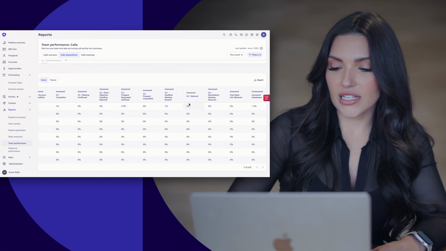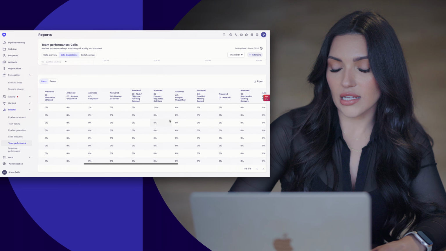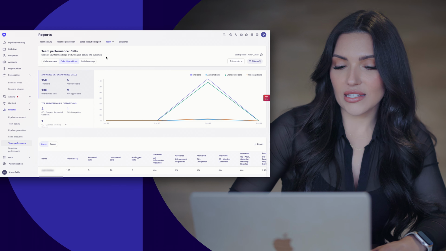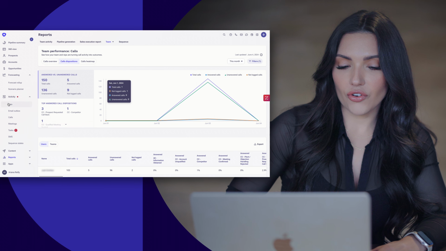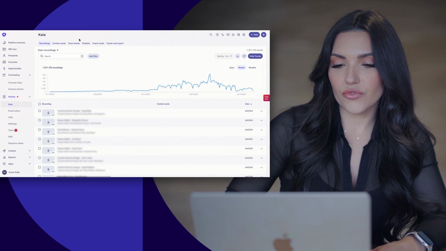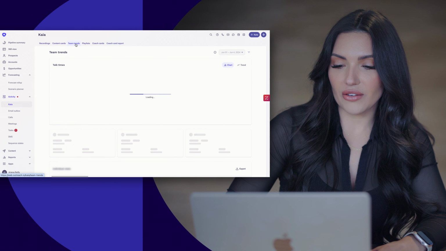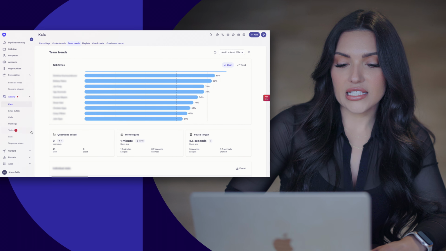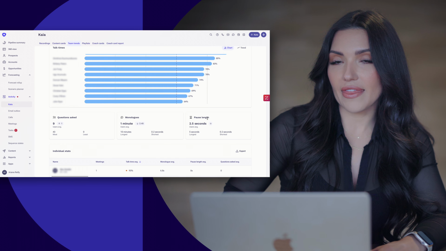Going through the rest of this, it can help you understand where the team lies as a whole, as well as specific needs per person. The last piece of this puzzle is Kaya. So coming over into Kaya, you can do several different things here with coaching. Team Trends is one of my favorite reports. This is going to give you average talk time. It's going to let you know the average questions asked, how long they're monologuing, and their pause length.